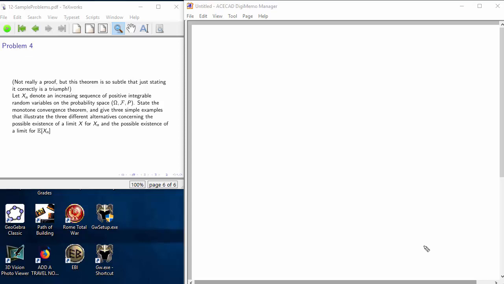Well, this is problem four, the not really a proof for class 12 of Math 117. And the challenge is to state the monotone convergence theorem and give three examples that illustrate different things that can happen. This is an if and only if theorem, and I'm going to state it explicitly in both directions.